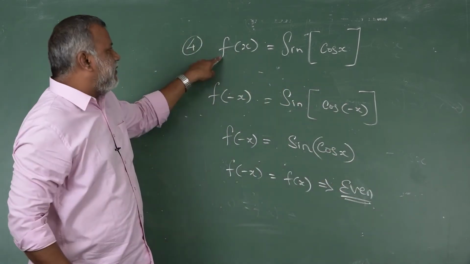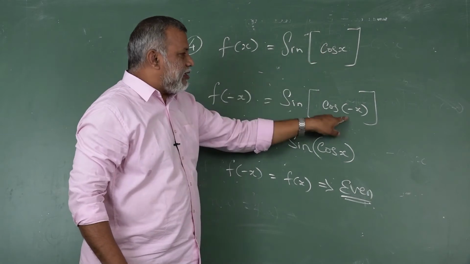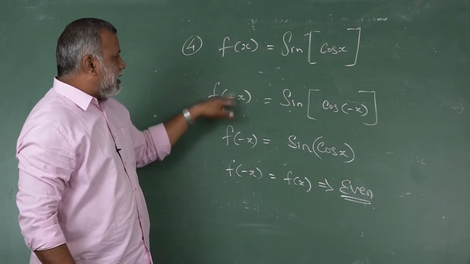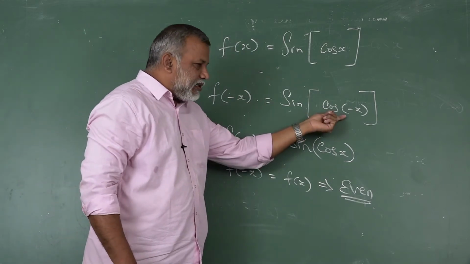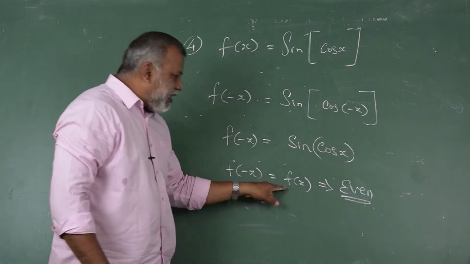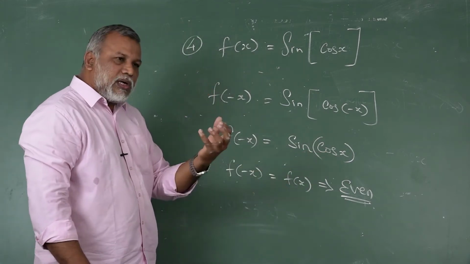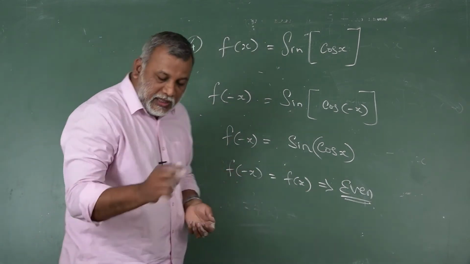See once again, f of x is sin of cos x. Here x is replaced by minus x. f of minus x equals, this cos absorbs the negative, sin of cos x. It is again equal to f of x. Here cos, in the given function, absorbs the negative, therefore it is called an even function.